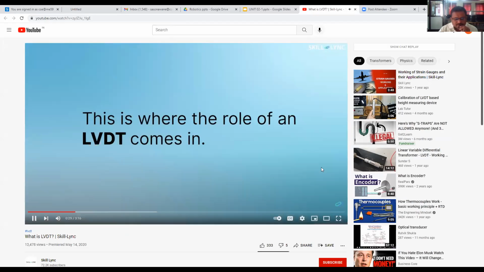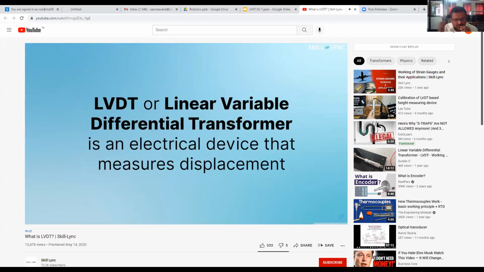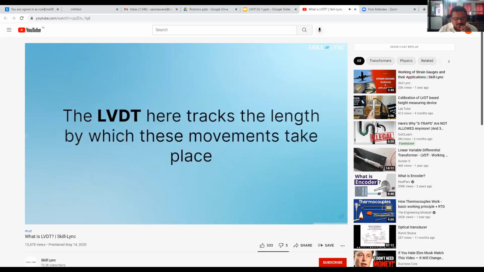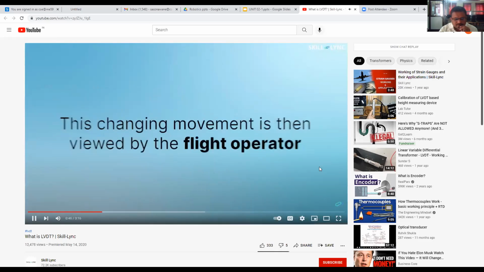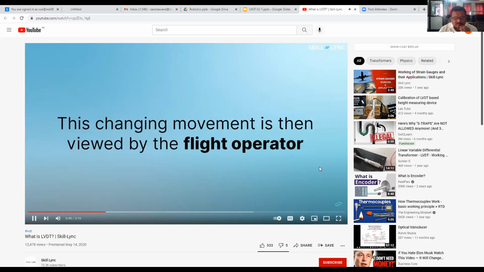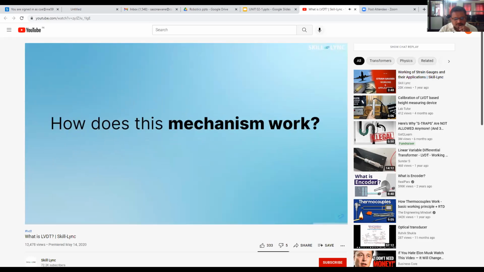This is where the role of an LVDT comes in. LVDT, or Linear Variable Differential Transformer, is an electrical device that measures displacement. The LVDT here tracks the length by which these movements take place. It then reports it back to the computer by its feedback mechanism. This changing movement is then viewed by the flight operator. So how does this mechanism work?